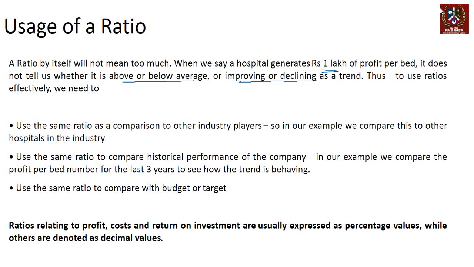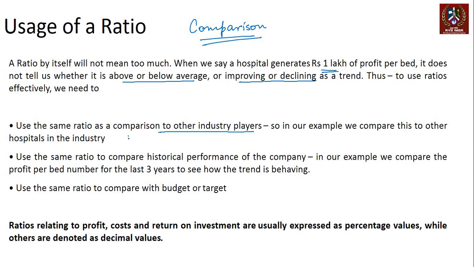To calculate and analyze ratios effectively, we need certain characteristics. We need certain data points. The first point that we said was we need comparison points, right? Unless we can compare the data, there is no use in this. So one way is to use the same ratio as comparison to other industry players. In our example, we could calculate profit per bed for all the hospitals in the industry.